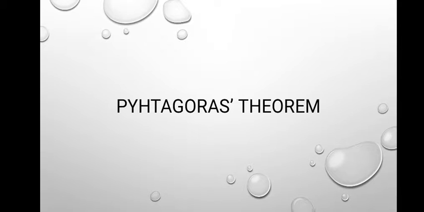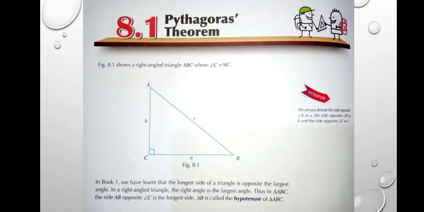Okay, hello everyone. Today we're going to learn about Pythagoras Theorem. Alright, so this is a theorem that works for a right angle triangle, yeah? So for example, we have a right angle triangle ABC here, where the angle C is 90 degrees, right?